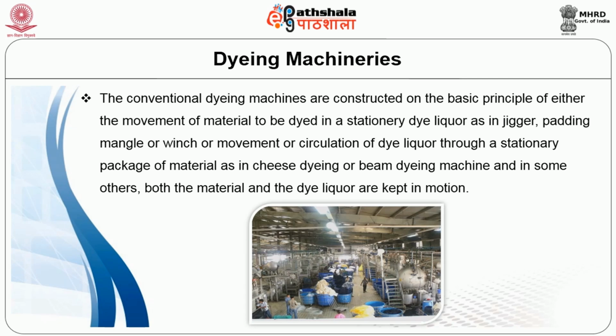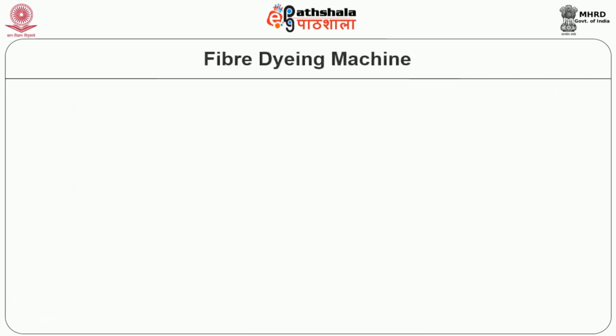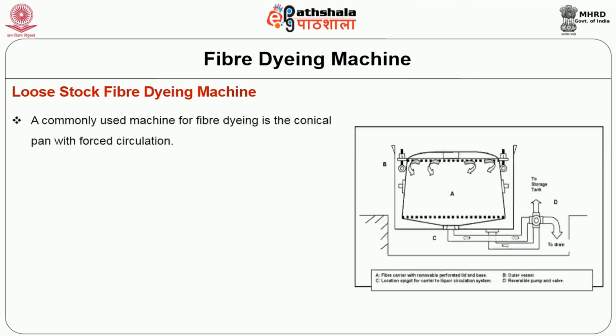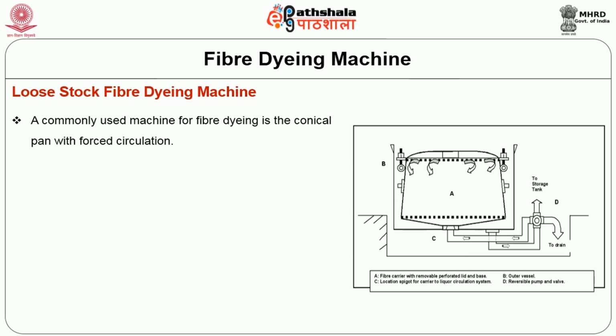First, let's look into some of the fibre dyeing machines. Loose stock fibre dyeing machine. A commonly used machine for fibre dyeing is the conical pan with forced circulation.